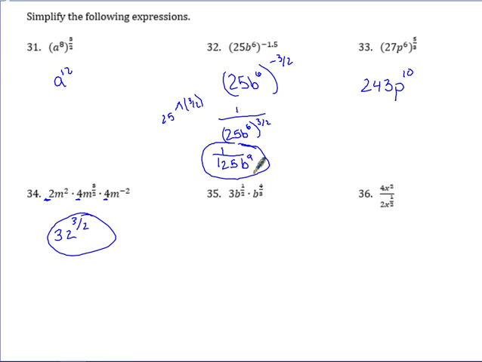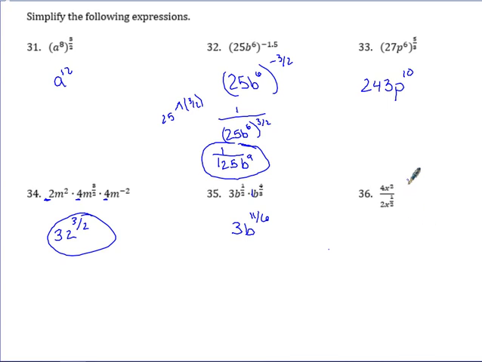Same thing here, 3b to the 1/2 times b to the 4/3. My coefficient here is 1, so 3 times 1 would be 3. And then I need to add 1/2 plus 4/3, which is 11 over 6. So I have 3 times b to the 11 over 6.